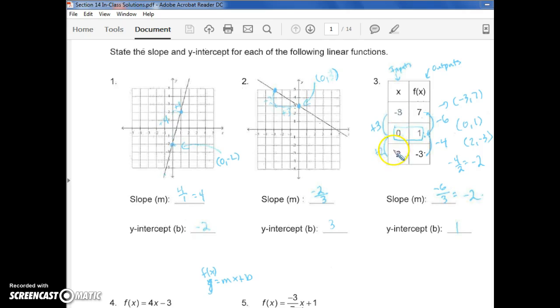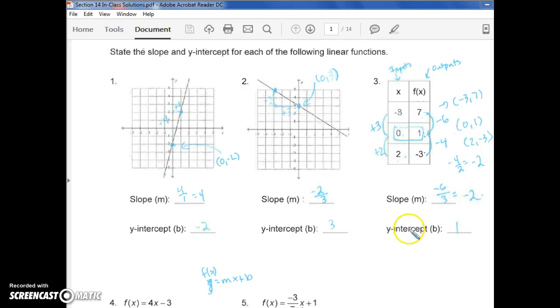Slope is going to be the change in the output, or the vertical coordinate, over the change in the input, or the horizontal coordinate. -4 divided by 2 becomes -2. I can also choose the points here, -6 for the pattern and +3, and I end up getting the same thing for the slope. So I verify that it does actually work.